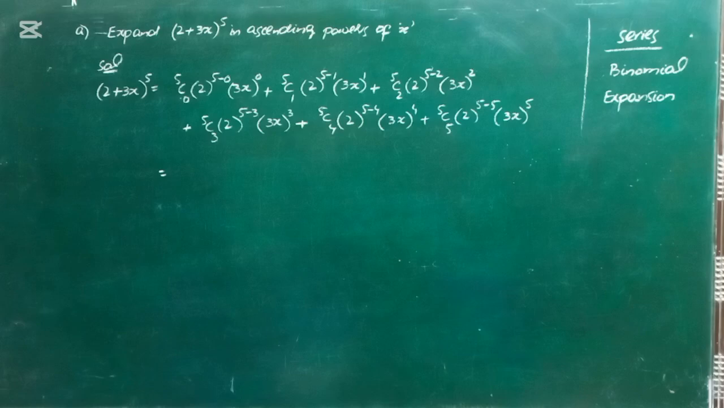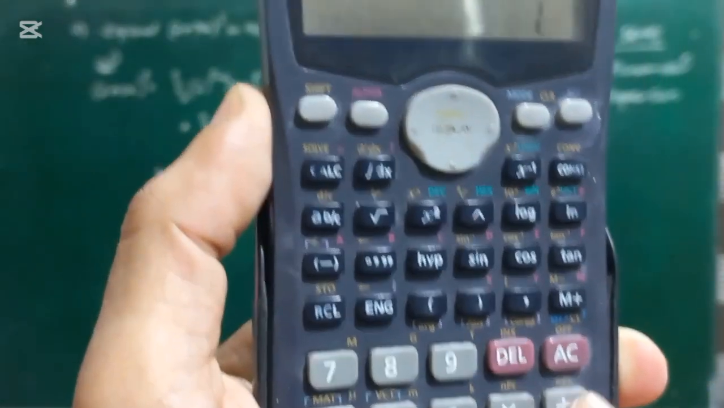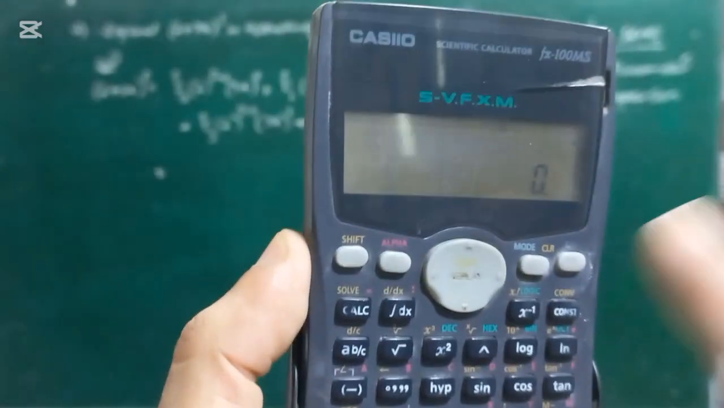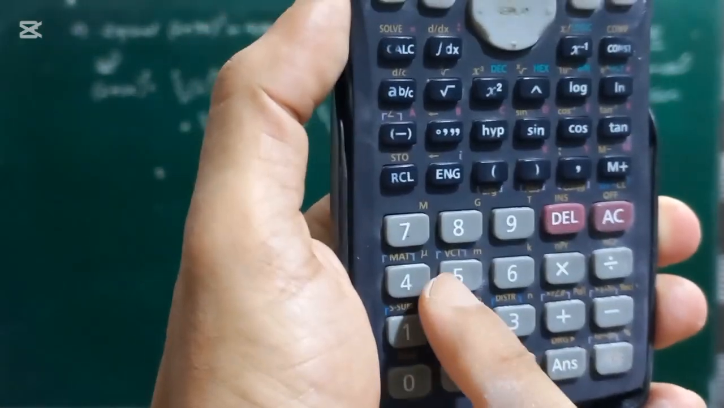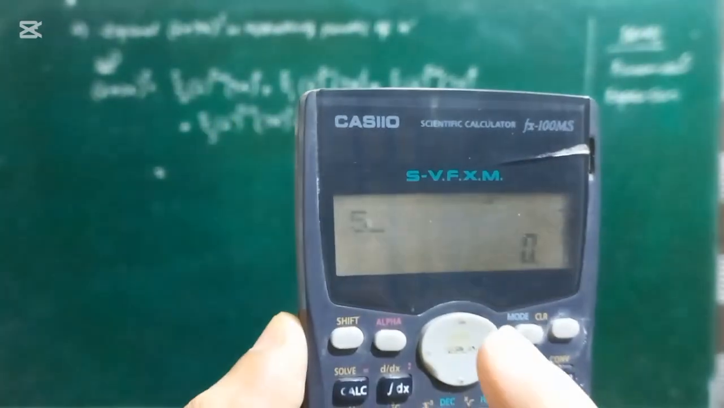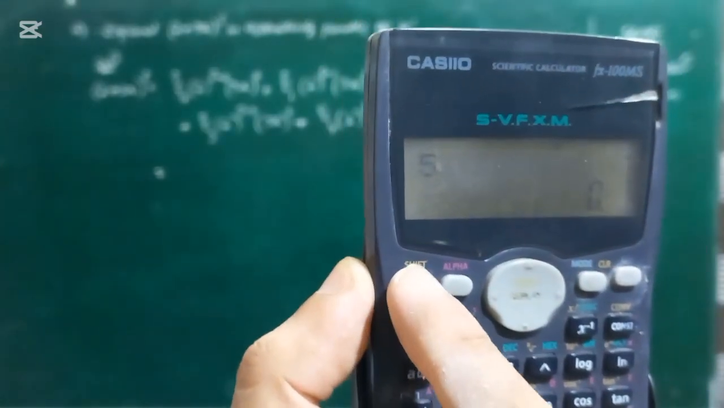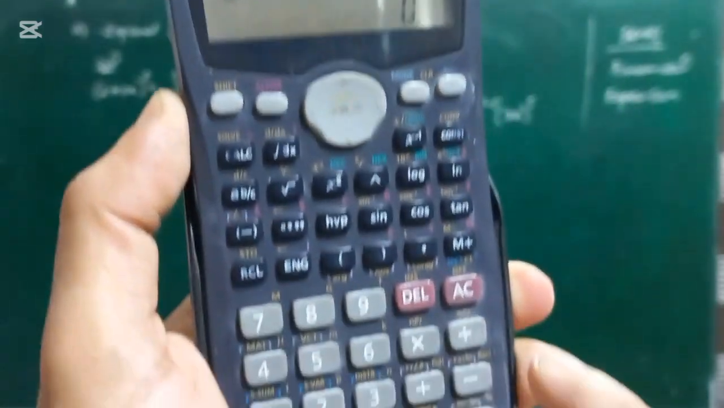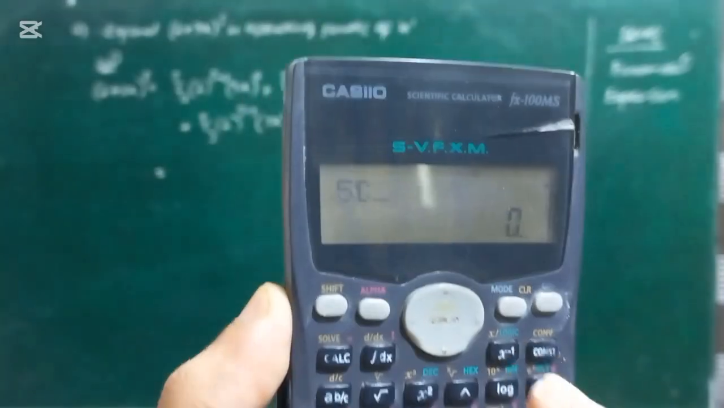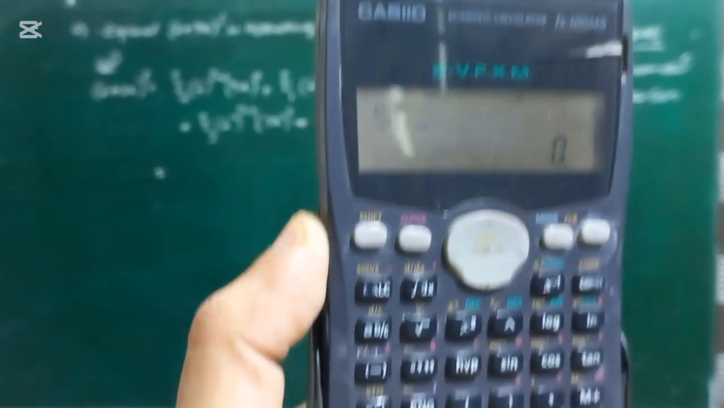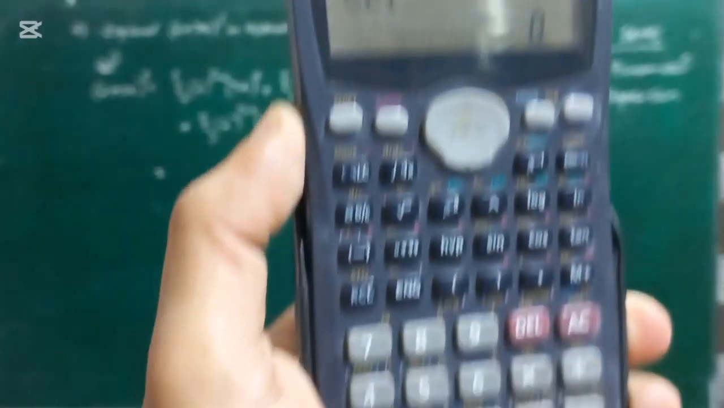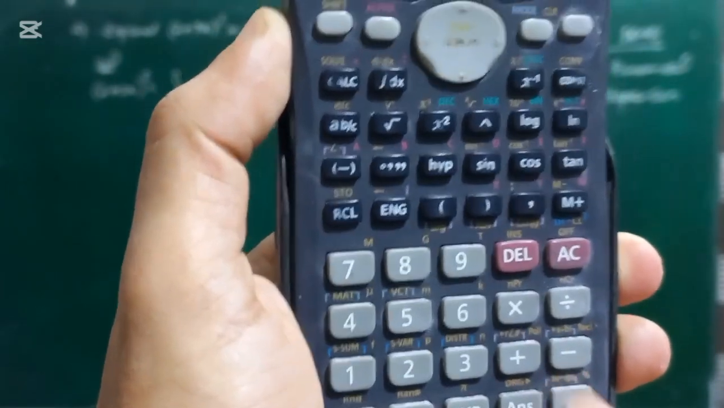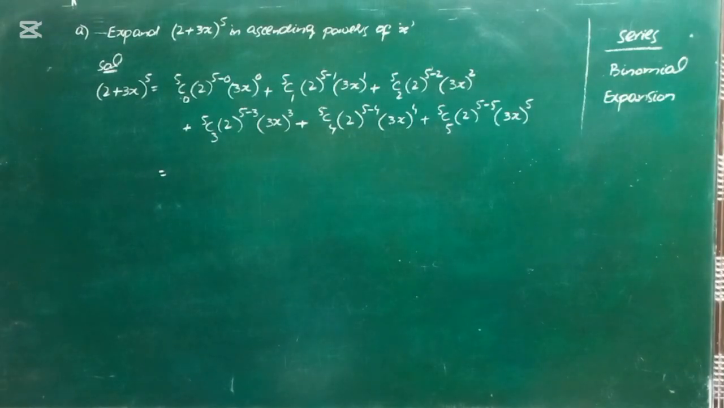So look at the next value, that is 5C1. So again AC. So the screen is clear now. First you will press the 5. So look at the screen, there is 5. You will press the shift button and division button. So look at the screen, C is there, and then 1. So look at the screen, 5C1 and equal button. So the answer is 5. So that is the method.